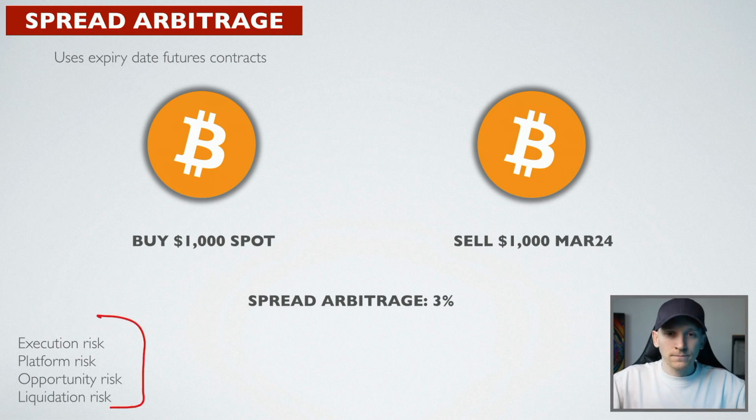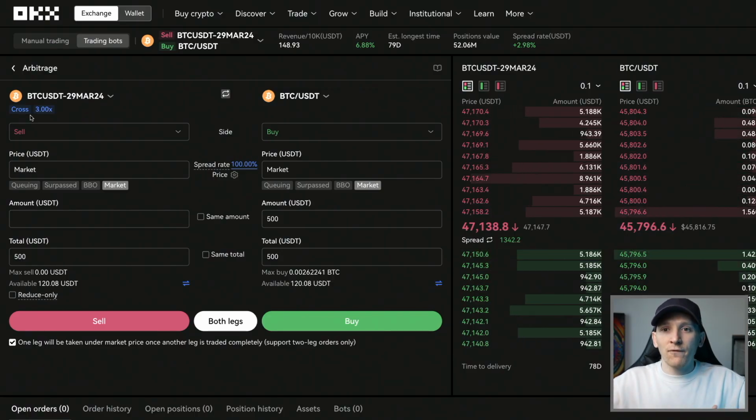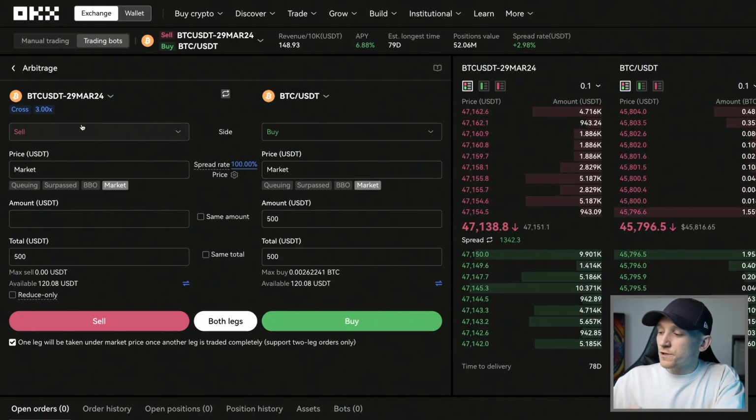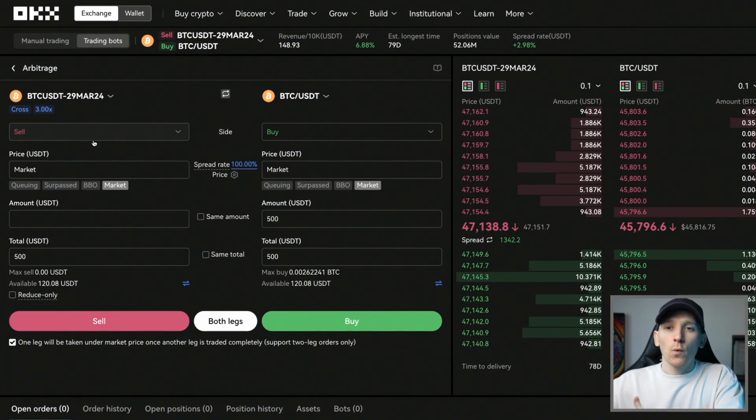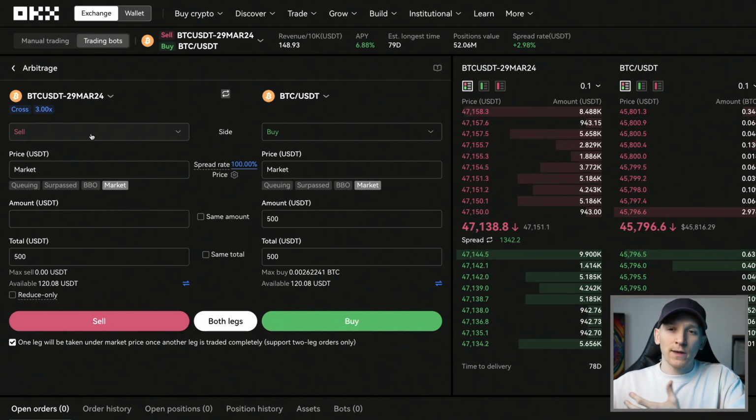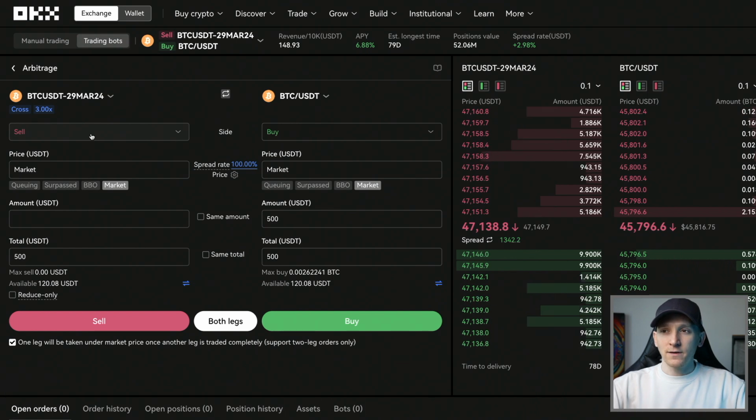The risks here: execution risk in the trade. If you get a bad trade or the spread's bad that you trade at, you're reducing your profits. Platform risk because it's centralized, opportunity risk because if you're in this trade, you could have made much more money elsewhere doing other things, and liquidation risk because if you are trading with a lot of leverage, your futures position may get stopped out, which obviously isn't good because then we can't control the trade and we don't know exactly what's happening there.